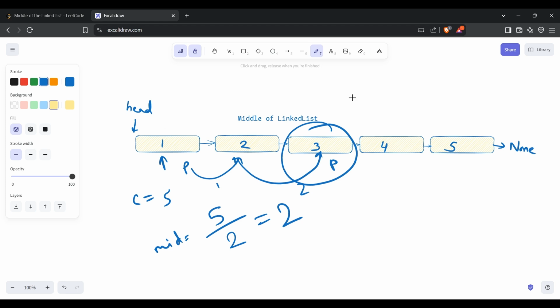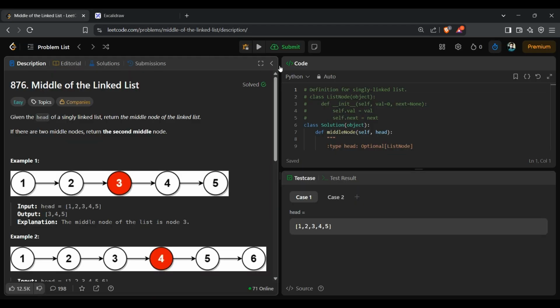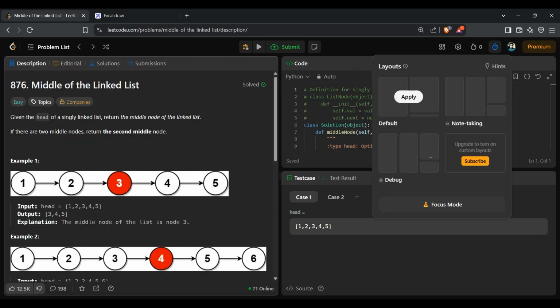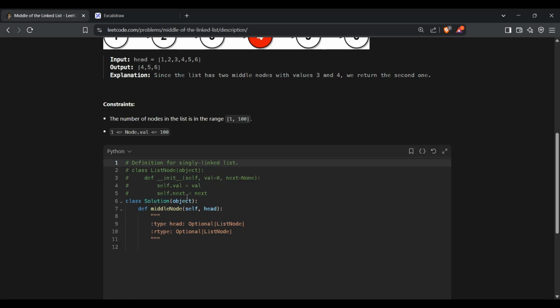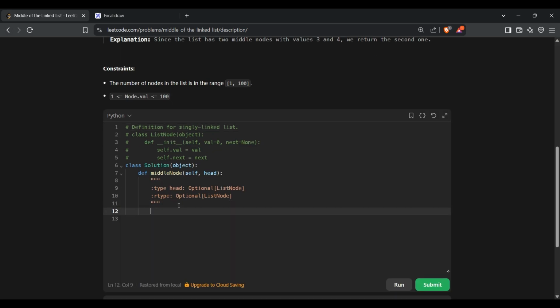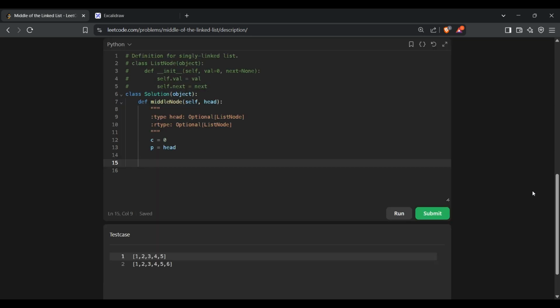First we count the number of nodes, then we divide it by 2 and bring p back to the head, and then move p the mid number of times we get. Okay. So in Python we can solve this question by doing this. Okay. So first we have to count the nodes. For that we have to initialize this variable c for counting to 0.